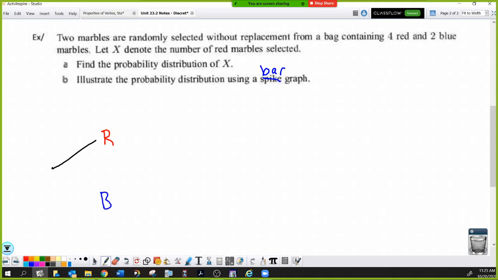So event 1, like this. Well, what was the probability that it was red? 4 out of 6. That means the other probability must be 2 out of 6.